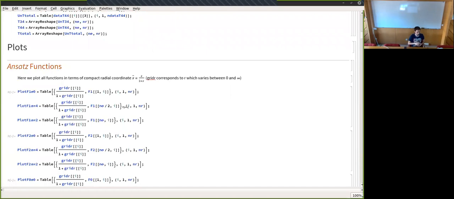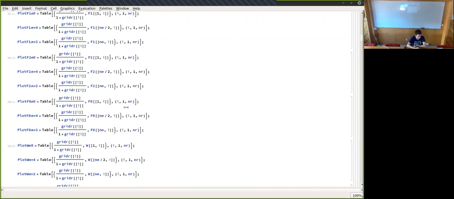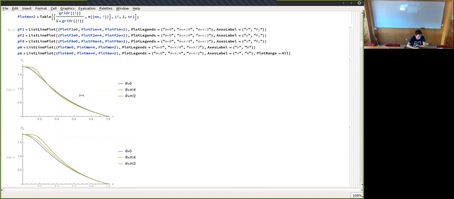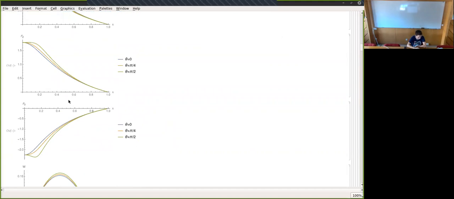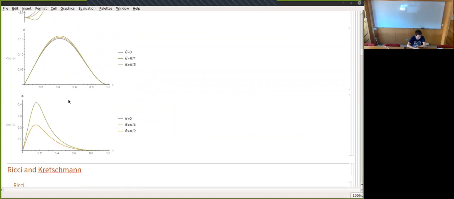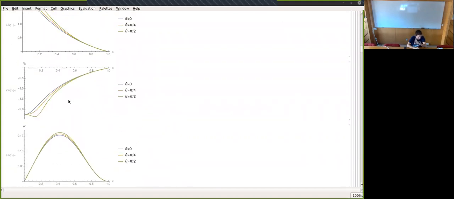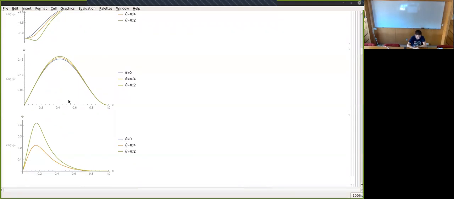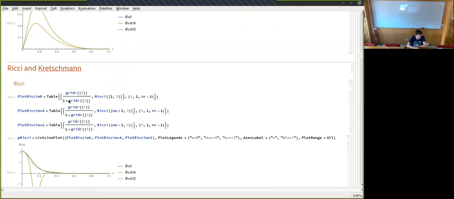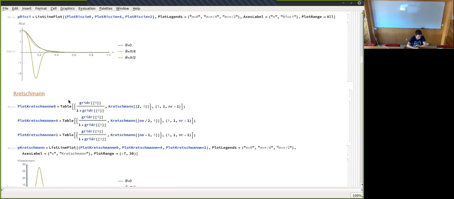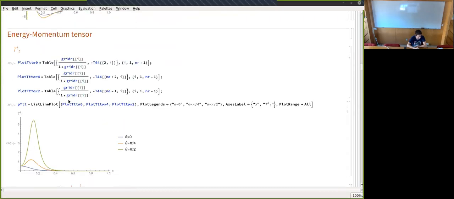Now you can start to do some plots to see if all the functions are smooth, if everything goes well. So here are just some plots for f1, f2, f0, w, and phi. As you can see, everything is smooth. There's no divergences. You can do the same for the Ricci, the Kretschmann, and for the energy momentum tensor, or for the components that we have.